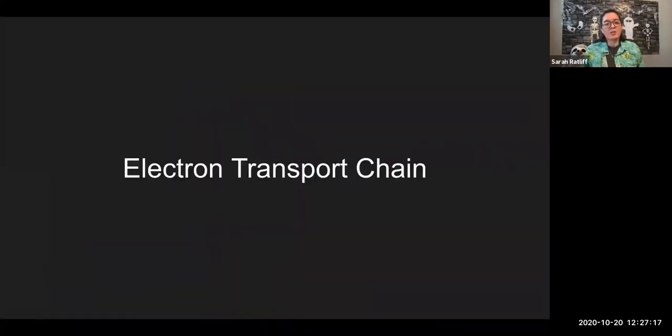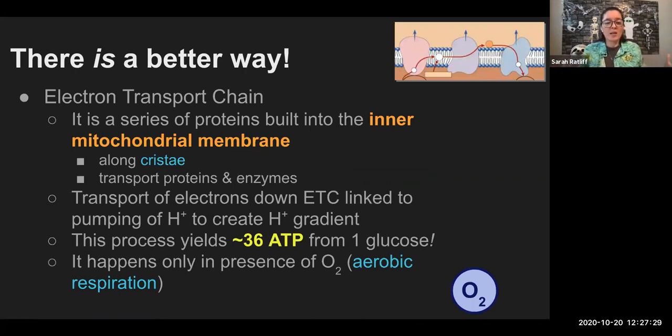So here we go. Those electron carriers are taking those electrons to the electron transport chain. This should sound familiar. We had an ETC in our photosynthesis. So here we go. Why do we care about these electron carriers? Because they're going to bring those electrons to our electron transport chain.